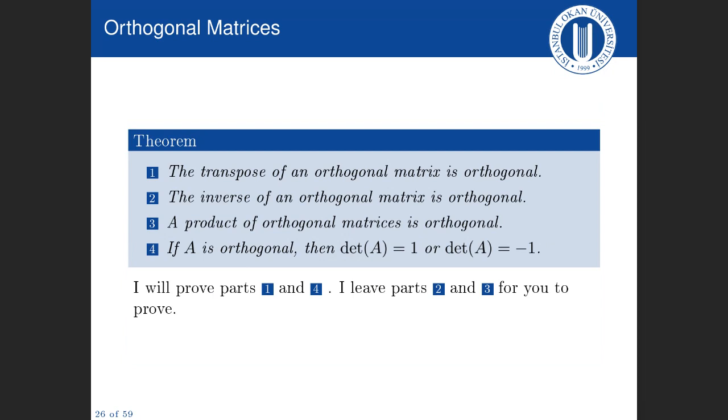Four facts about orthogonal matrices. Number one, the transpose of an orthogonal matrix is orthogonal. Fact number two, the inverse of an orthogonal matrix is orthogonal. Fact number three, if we take two orthogonal matrices and multiply them together, we obtain an orthogonal matrix. And fact number four, which is perhaps most interesting, if A is orthogonal, then the determinant of A is either equal to 1 or it's equal to minus 1.